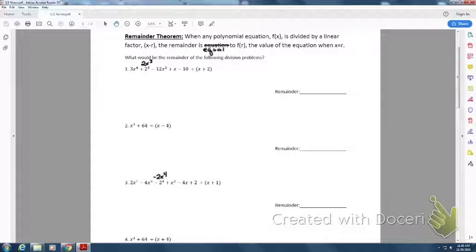So, going back up to number 1, x plus 2. What x-intercept would that give me? Like, -2. So I'm going to take the equation, and all I'm going to do is plug -2 in for x.